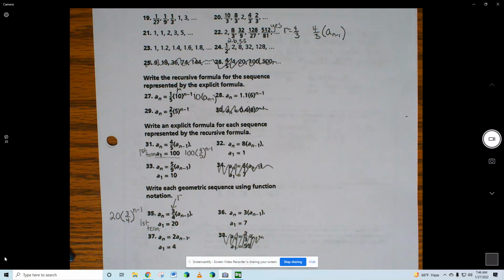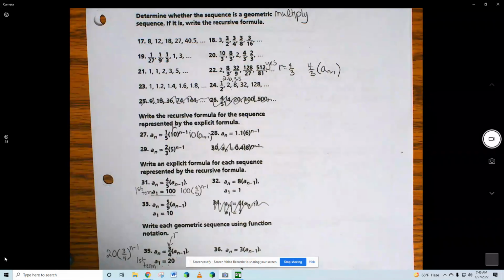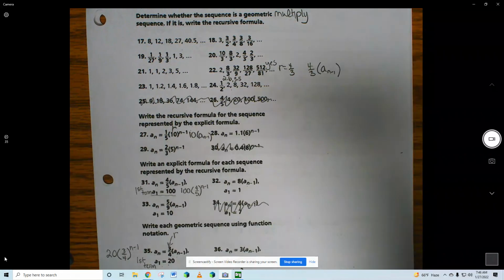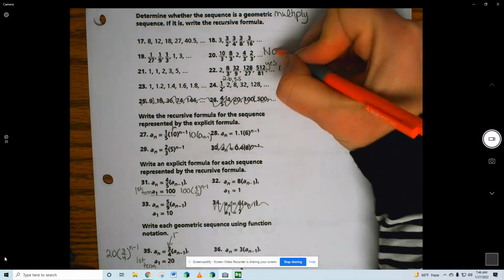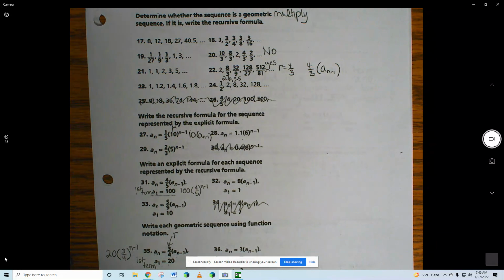So recognizing, the top portion is recognizing how the numbers are changing. Like 20 is not geometric, so you don't have to do anything. There are a couple others that are not either.